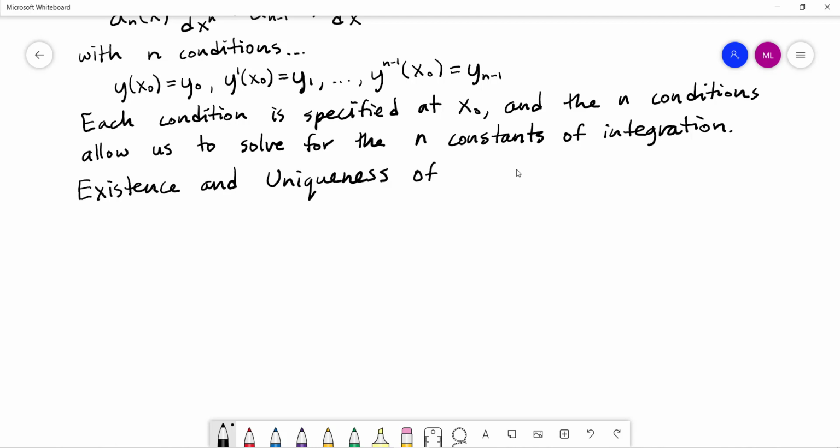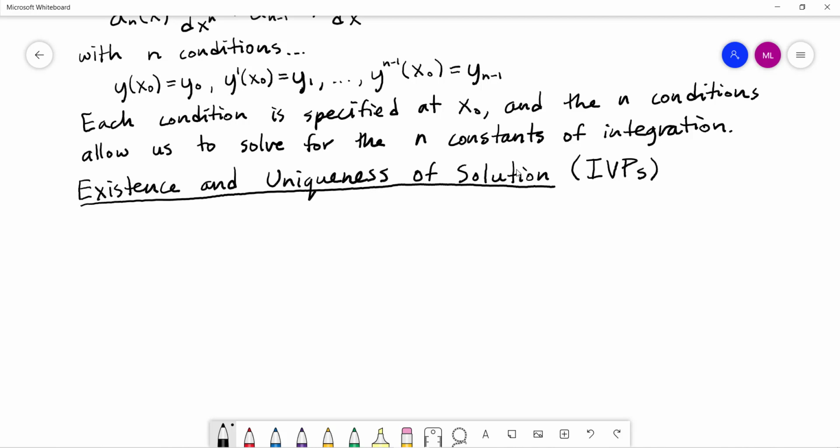Of initial value problems, so of solutions. And this is again for initial value problems, which I'm going to abbreviate IVP. So an initial value problem. So big picture: so far we've solved a bunch of differential equations and we found an answer.